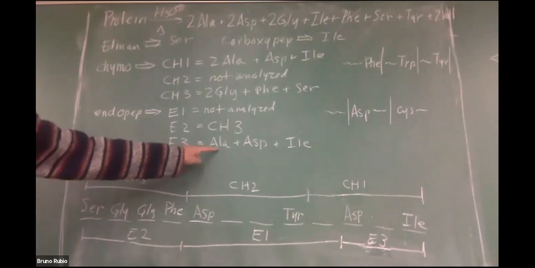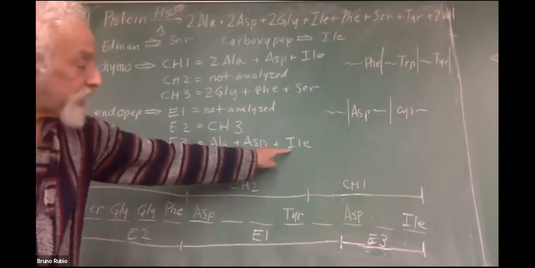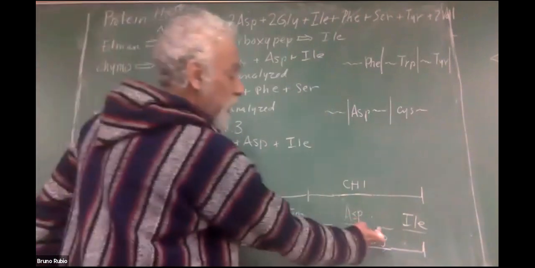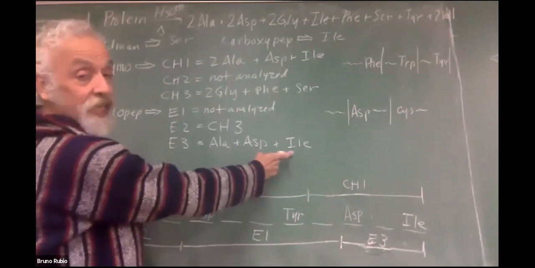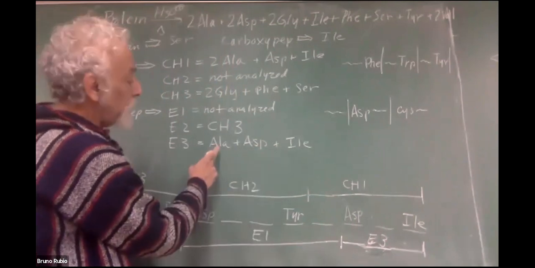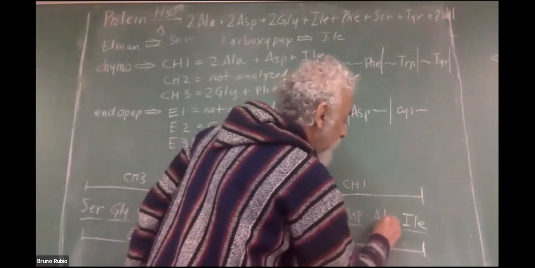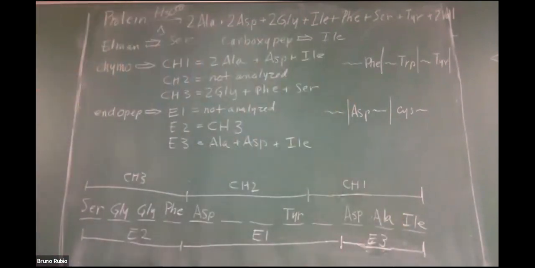Okay, so now what else can we say? E3 is alanine, aspartic acid, and isoleucine. We have one open slot in E3. We found a home for aspartic acid. We found a home for isoleucine. We have an open spot for alanine, so alanine has to be there.